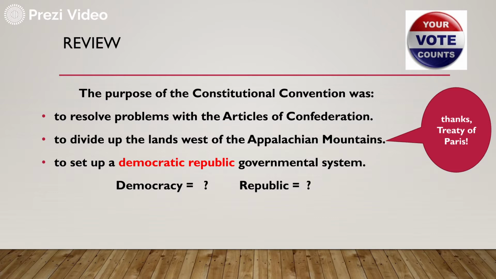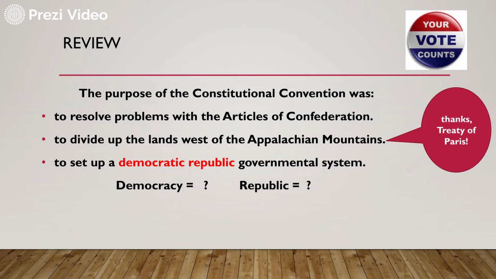One of the goals was to divide up lands west of the Appalachian Mountains. Thanks to the Treaty of Paris, America was granted new lands. We saw that with our westward expansion as part of the Louisiana Purchase and other purchases and land conquerings. The U.S. was growing rapidly, and we wanted to figure out who would control these new territories, and how they would be proportioned. And it was also to set up a democratic republic governmental system.